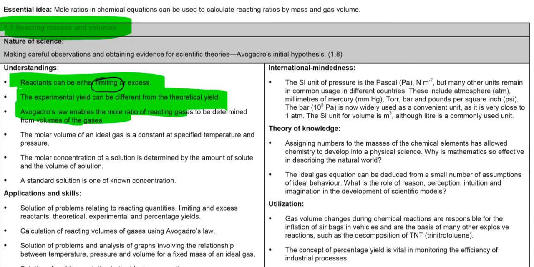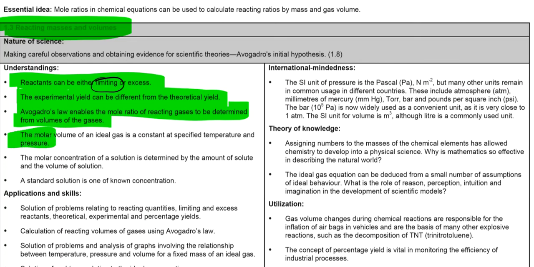Avogadro's law enables the mole ratio of reacting gases to be determined. Avogadro's law states that equal volumes of gases at the same temperature and pressure have the same number of molecules. So you're going to use this to determine the volume of gases. If we have 1 mole of hydrogen gas to 2 moles of chlorine gas, that means if we have 1 liter or 1 cubic decimeter of hydrogen gas, we're going to have 2 cubic decimeters of chlorine gas. So the ratios in the stoichiometric formula apply to the gases as well. That's a convenient way for us to find the volumes of gases.